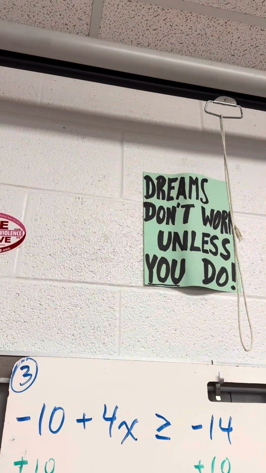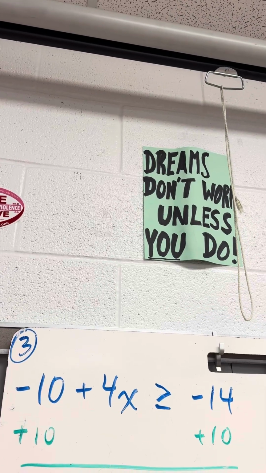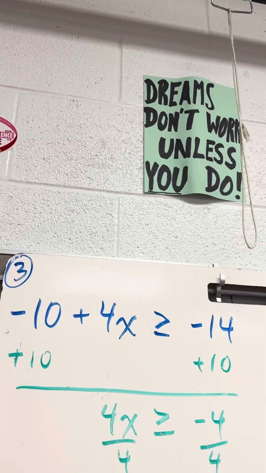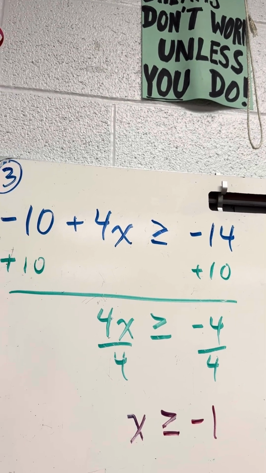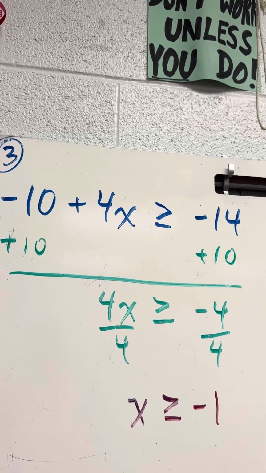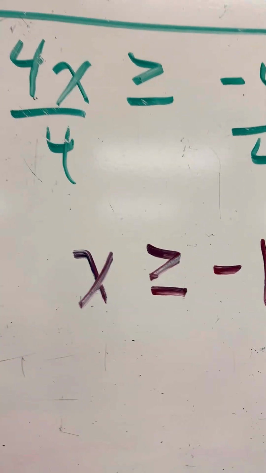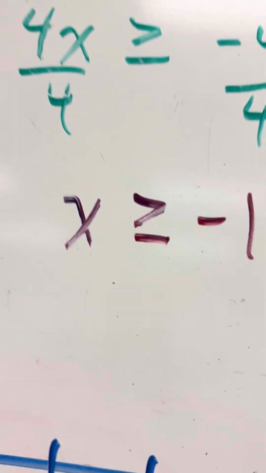Negative 10 plus 4x greater than or equal to negative 14. We're going to add 10 to both sides and get 4x greater than or equal to negative 4. Divide by 4, x is greater than or equal to negative 1. Okay, now greater than or equal to. That's going to be a filled in dot because of the equals underneath the greater than.